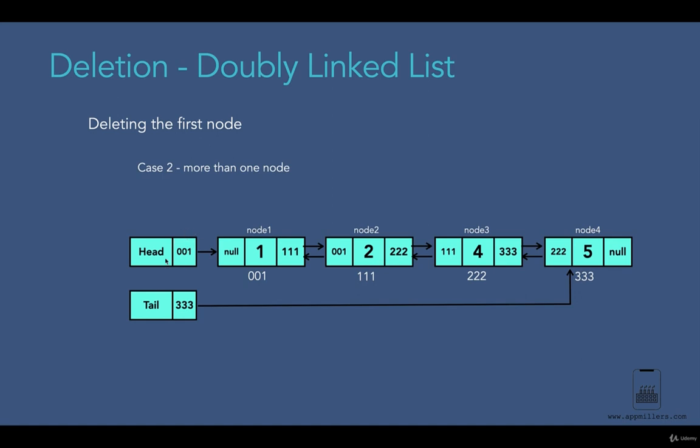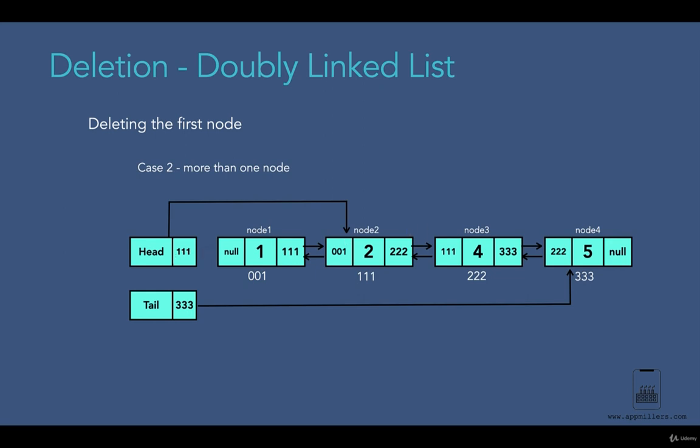So that's why we are going to update the head reference to point to node 2, because when we are deleting node 1, node 2 becomes the first node of this double linked list. So this means that head has to reference this node. This node's physical location is 111, so I'm going to update head to 111. Now if I update head to 111, it creates a link between head and node 2, and the link between head and node 1 gets destroyed.